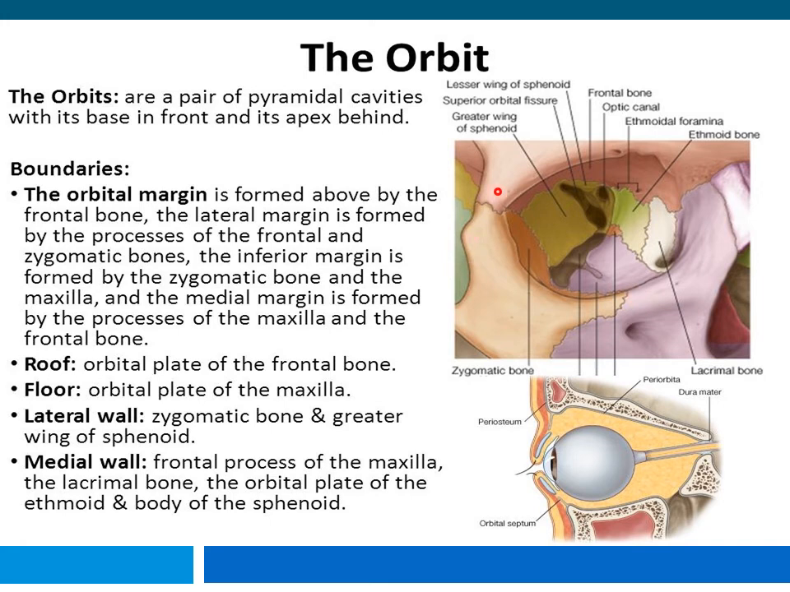The lateral wall is formed by the zygomatic bone and the greater wing of the sphenoid. The medial wall is formed by the frontal process of the maxillary bone, and the lacrimal bone. We shall see, this is the lacrimal bone. Then the orbital plate of the ethmoid bone, then the body of the sphenoid. So these are the bones forming the various margins of the orbit.